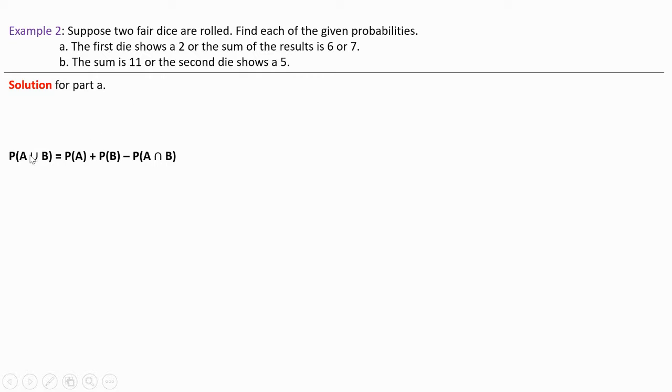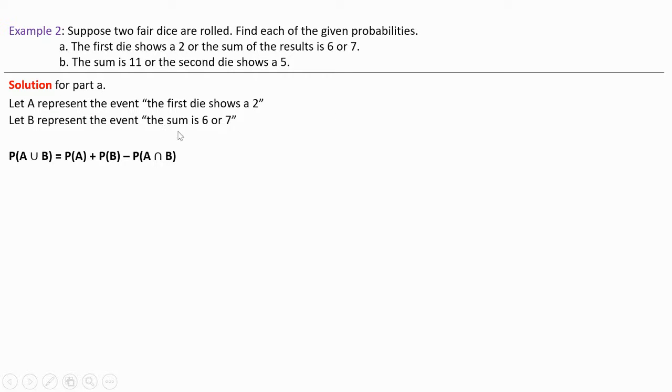And 'and' means intersection. So this means or here. You see that the word or means union. So this is the formula that they want us to use. Let A represent the first die, so this will be set A, and this will be set B. B represents the event that the sum is 6 or 7.